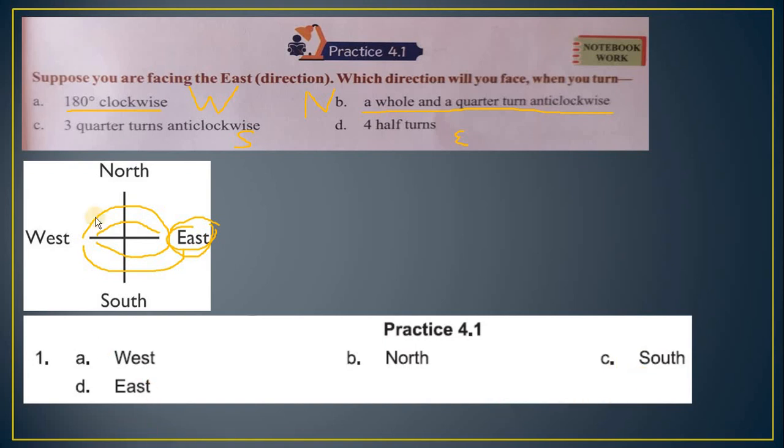So in this way, once your concept is clear, you can easily solve some questions. On the basis of that you can solve other questions also. So I hope you understood this concept. Thanks for watching. Thank you.